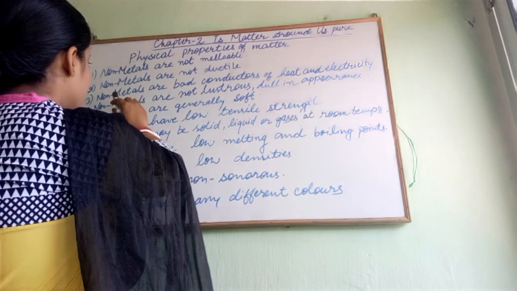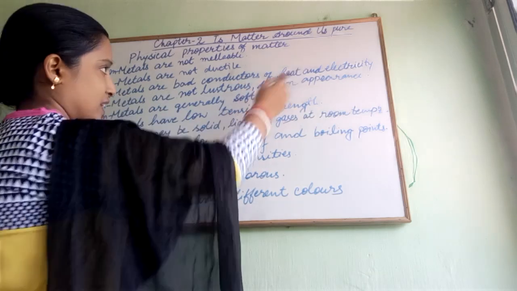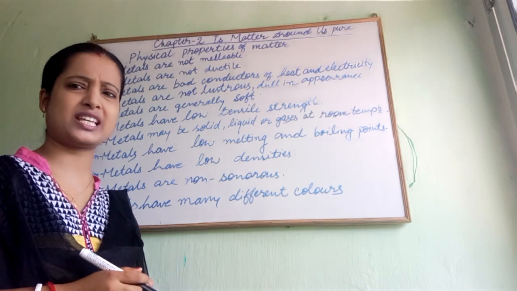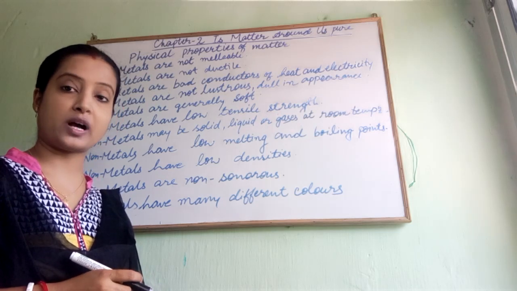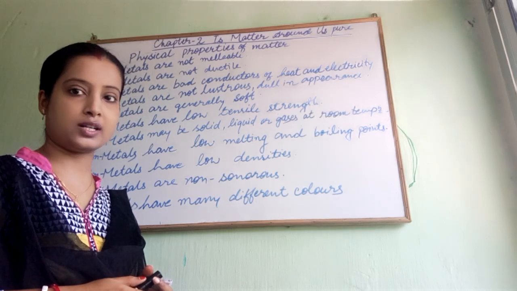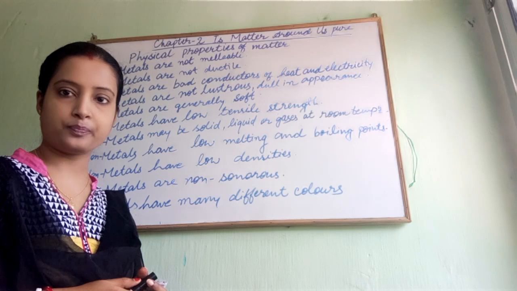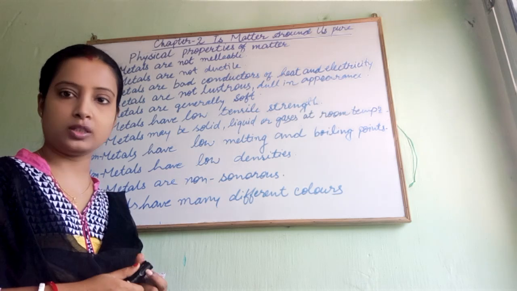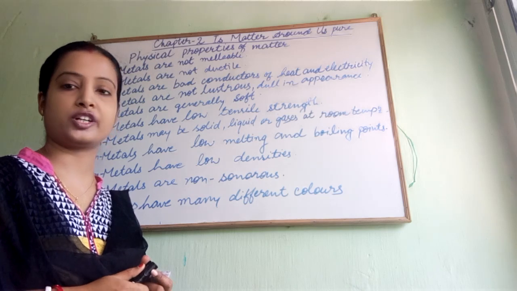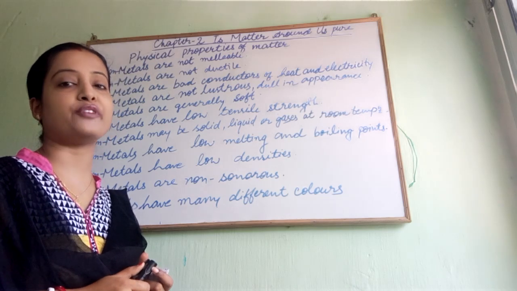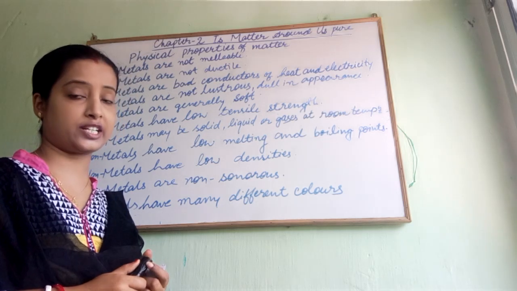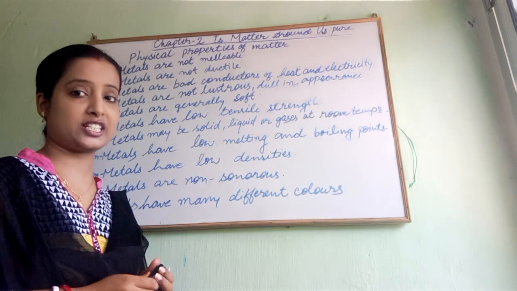Now, third is non-metals are bad conductors of heat and electricity. Yes, children, non-metals are very bad conductors of heat and electricity. That means they are not allowing heat and electricity to pass through them. But there is an exception. Graphite is a very good conductor of electricity. This is a form of carbon. And diamond, it is also a form of carbon and a very good conductor of heat. Okay, so both graphite and diamond are good conductors, and that is the exception.